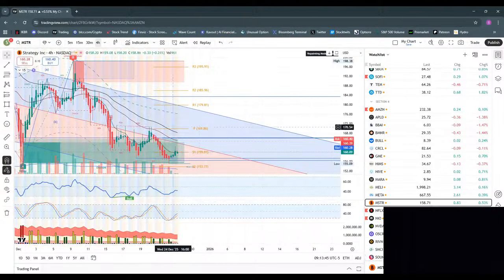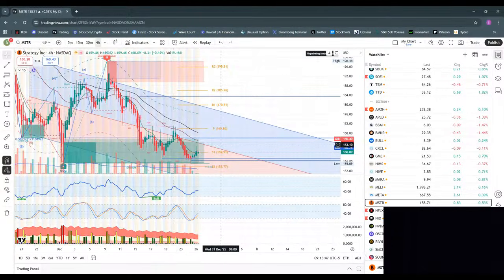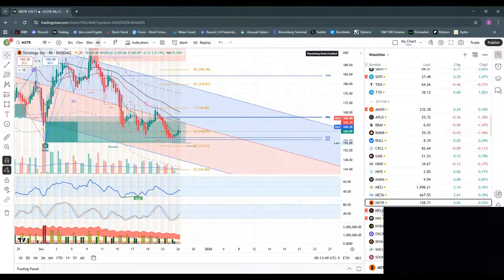Moving forward to MSTR, there is nothing to analyze here. It will take time. We are not going above anywhere unless Bitcoin starts recovering.